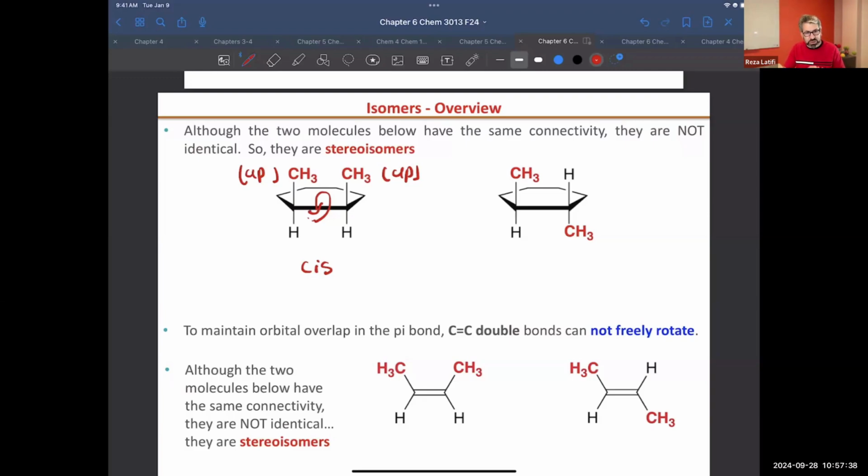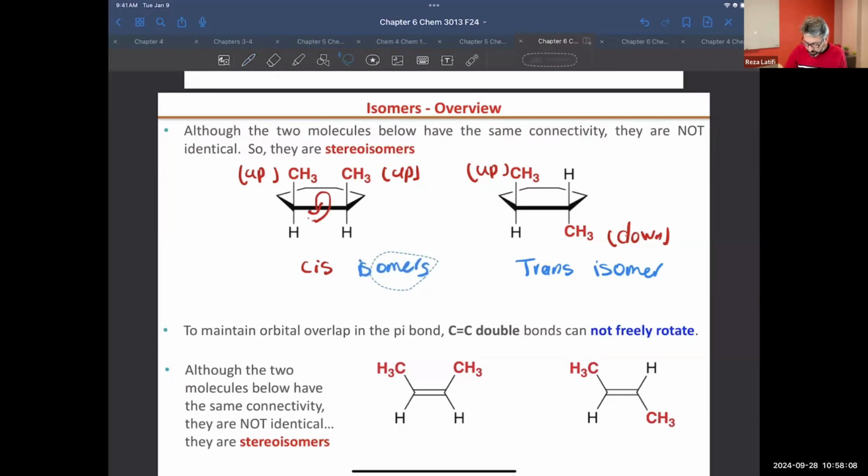And I have a ring. The ring is made of six carbons. I see the same ring on the other side, with the same connectivity. The only difference between them is that this one is up, and the second methyl is down. In that case, we say we have the trans isomer, while the first one was the cis isomer. So I have a cis isomer and a trans isomer.